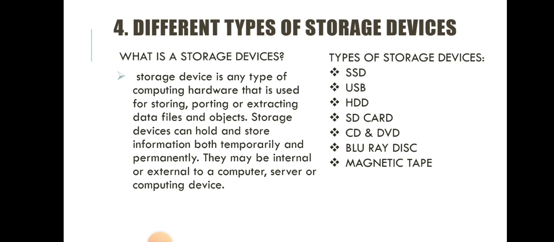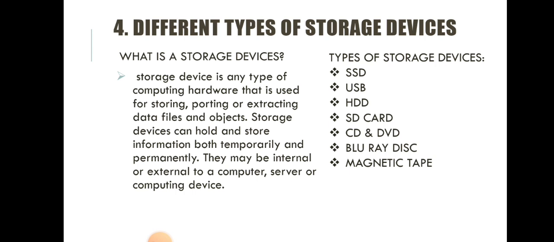The fourth main topic is different types of storage devices. First of all, we'll see what a storage device is. A storage device is any type of computing hardware that is used for storing, porting, or extracting data, files, and objects. Storage devices can hold and store information both temporarily and permanently, and they may be internal or external to the computer, server, or computing device.